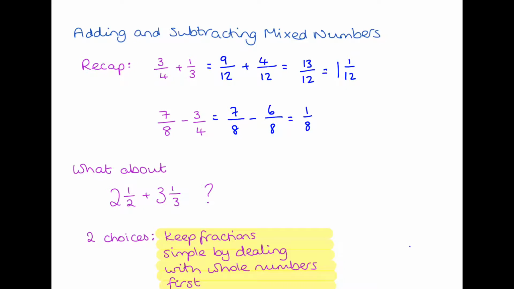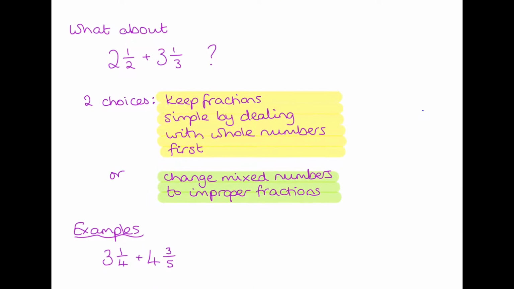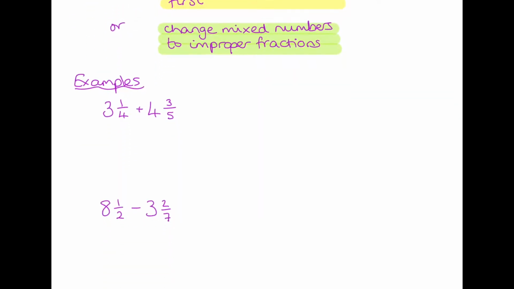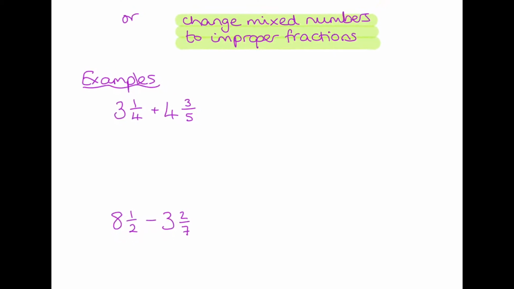Okay, now let's think about mixed numbers. If we're thinking about 2 and 1/2 add 3 and 1/3, we've basically got two choices here. We can either keep the fractions simple by dealing with the whole numbers first, or we can change the mixed numbers into improper fractions. Okay, so I'm going to show you a couple of examples of doing it each way, and then you can decide which way you think is best.